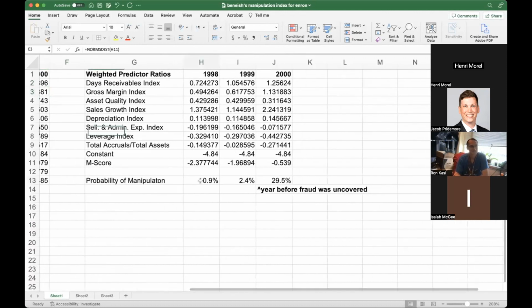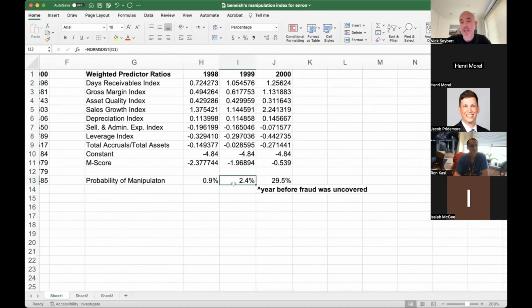In 1998, his model was saying less than a 1% chance of manipulation. In 1999, when his paper was published, it was saying there's a 2.4% chance of manipulation. In 2000, 29.5% chance, and this is the year before the fraud was actually uncovered. So this is a test on a company that wasn't even in his paper, an out-of-sample test. If you had used Beneish's model, you would have sold your Enron stock. Well, somebody would have had losses, the last holder.